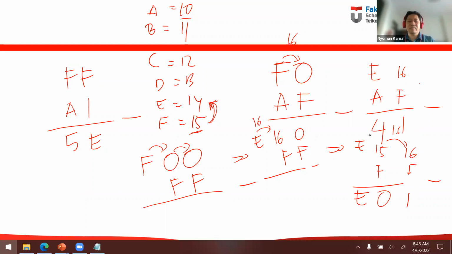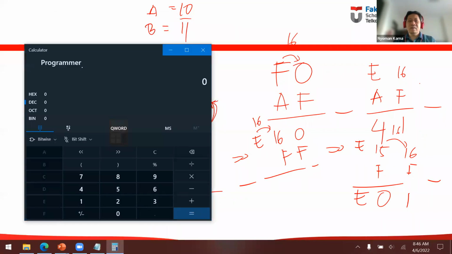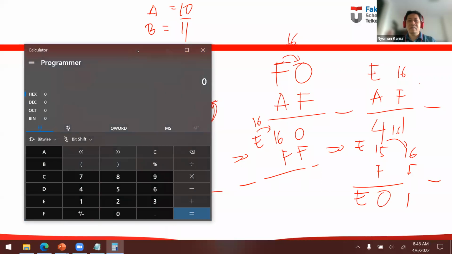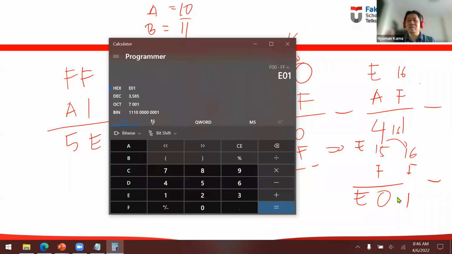Is this correct? So F 0, 0 minus FF. And the result is E 0, 1.